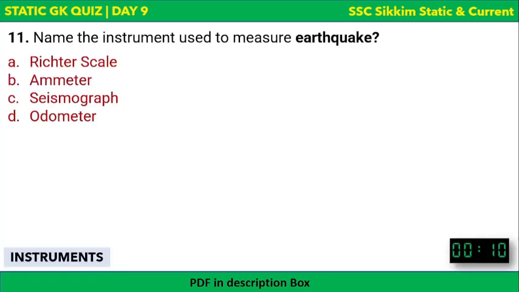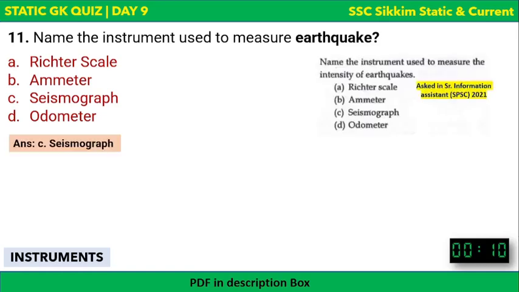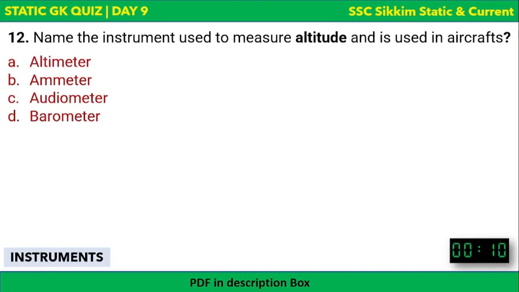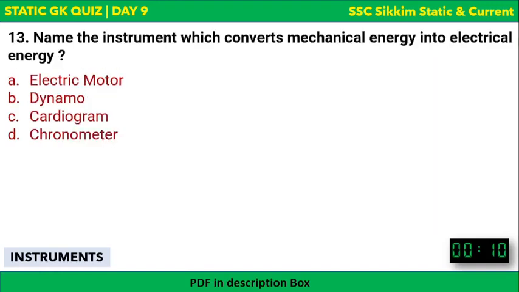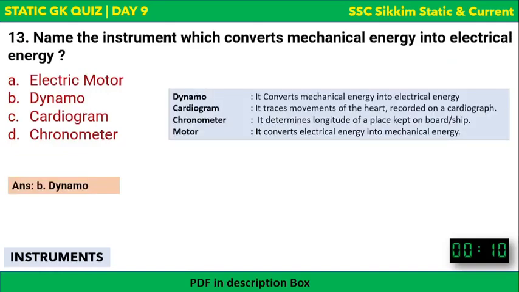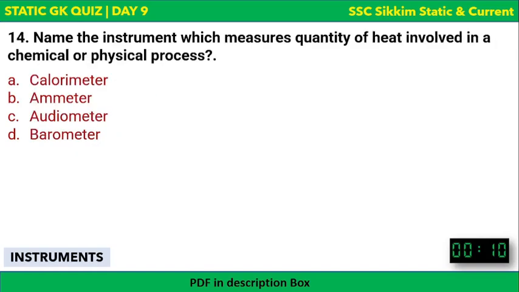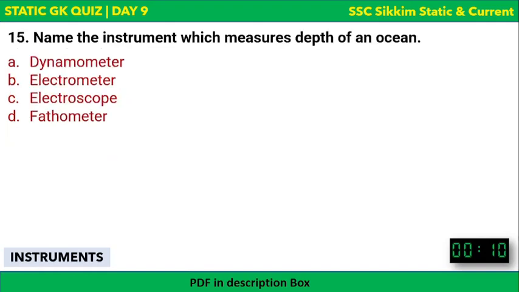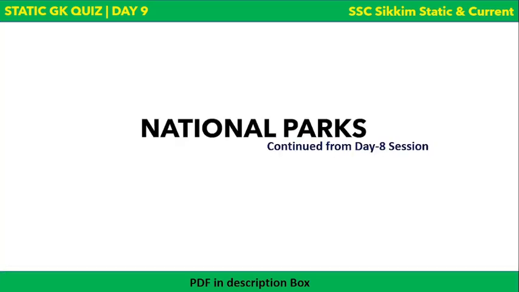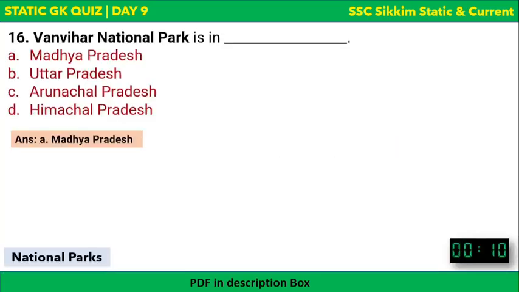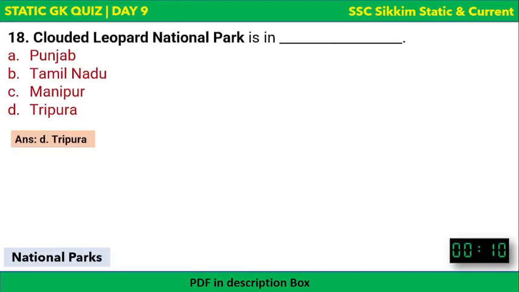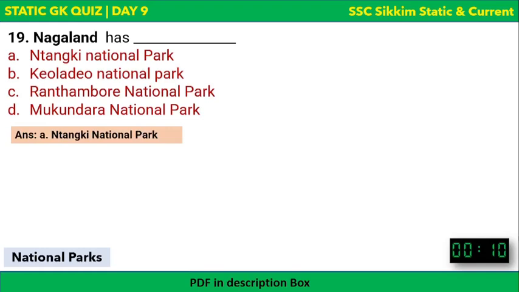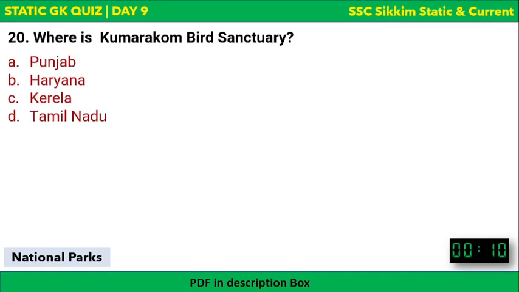Talking about instruments, we just saw that an earthquake is measured by a seismograph. Then we saw that altitude is measured by an altimeter, and the instrument which converts mechanical energy into electrical energy is the dynamo, whereas the converse, which converts electrical into mechanical, is the motor. The instrument which measures the quantity of heat involved in a chemical or physical process is the calorimeter. The instrument which measures the depth of an ocean is the fathometer. Now talking about national parks, Van Vihar National Park was in Madhya Pradesh, Mukurthi was in Tamil Nadu, Clouded Leopard National Park was in Tripura, Nagaland had Intanki National Park, whereas Keoladeo, Ranthambore and Mukundra are in Rajasthan, and Kumarakom Bird Sanctuary was in Kerala.